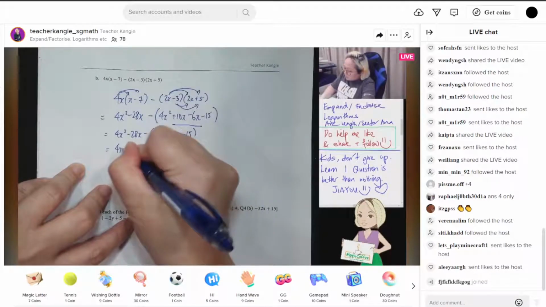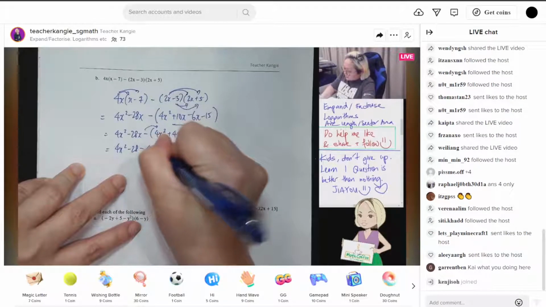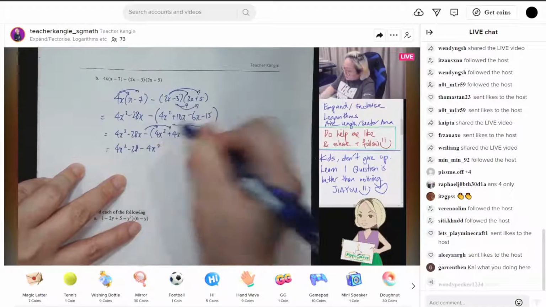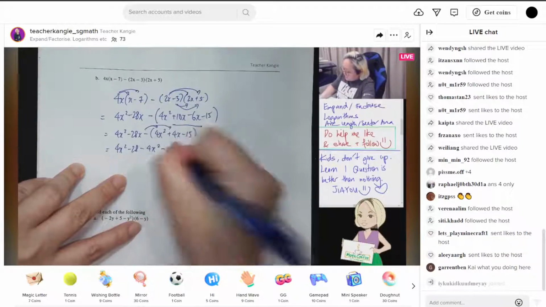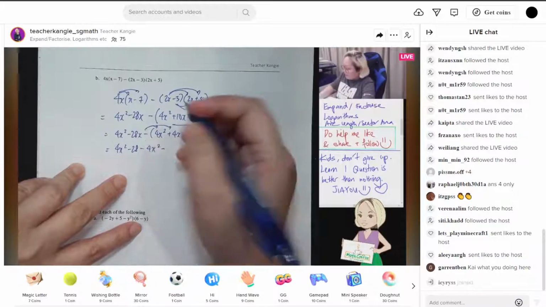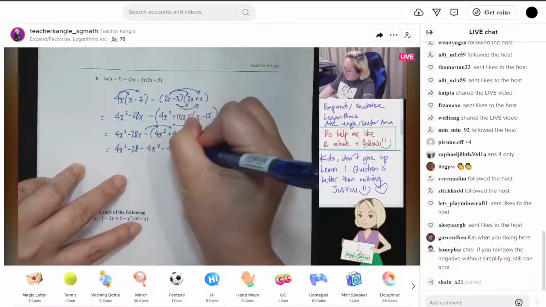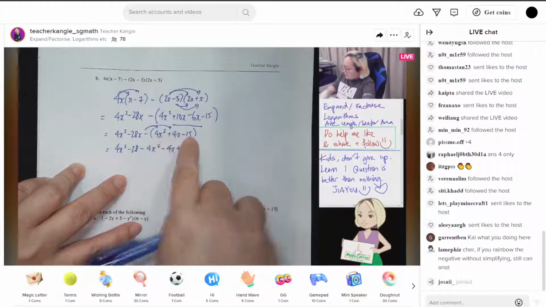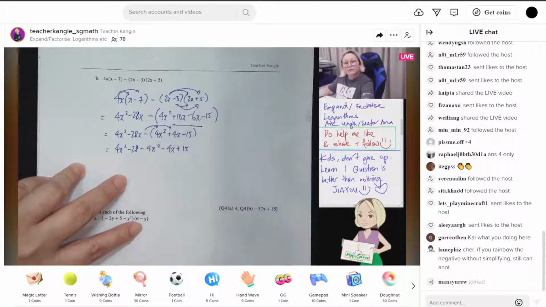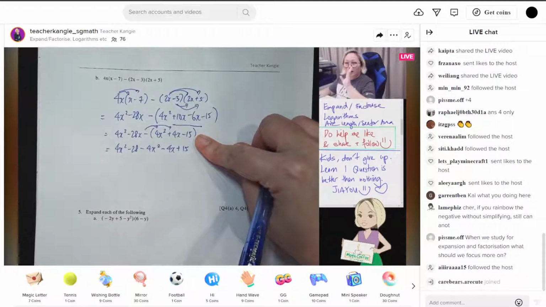So 4x squared, no change. This one times this one is minus 4x squared. This one times this one, negative times plus, minus 1 times 4x, invisible 1, 1 times 4x, 4x. Negative times negative, plus 1 times 15, 15. Okay, see the importance of putting the bracket when you are subtracting algebraic expression.